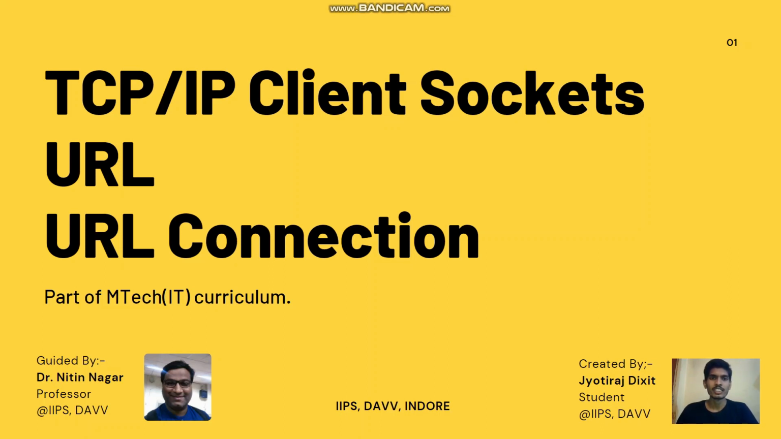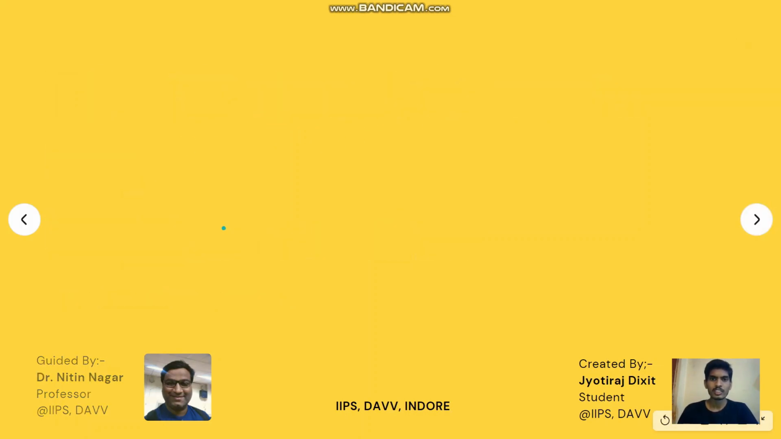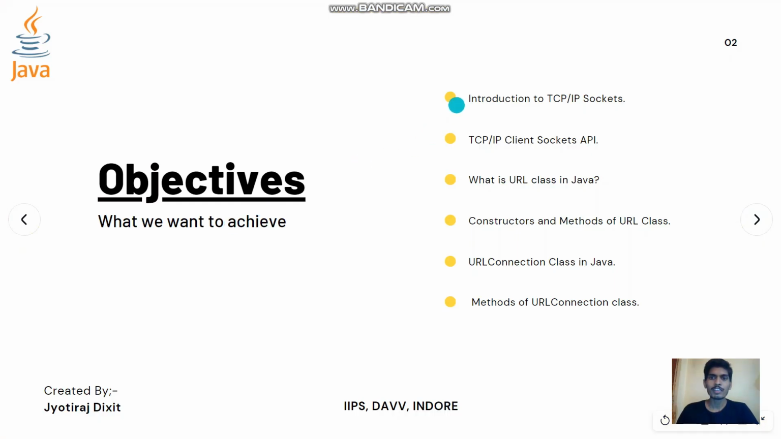Nitin Nagarsan. Today we will cover the topics like TCP/IP client sockets, URL and URLConnection class. The flow will be from introduction of TCP sockets, then we will move on to the TCP/IP client sockets, and then we will see the URL classes in Java and the constructors and methods used by the URL class. Then we will see the URLConnection class and the methods used by the URLConnection class.